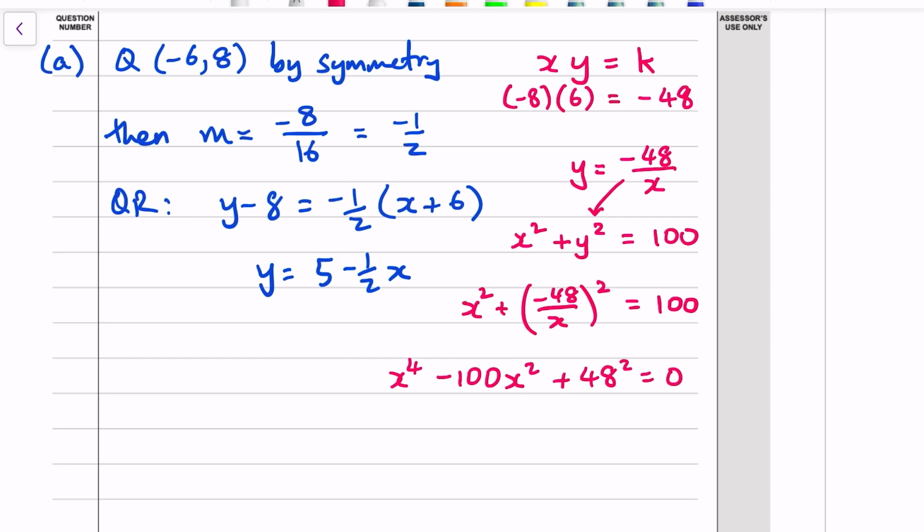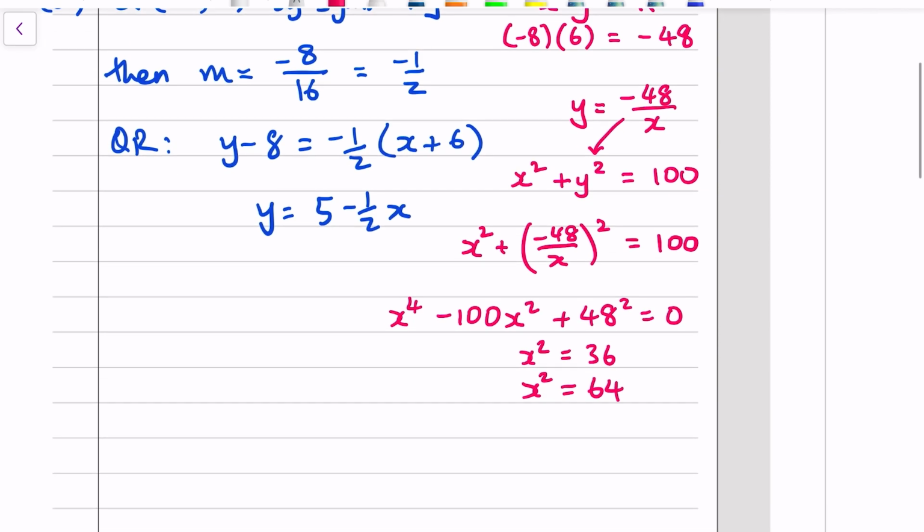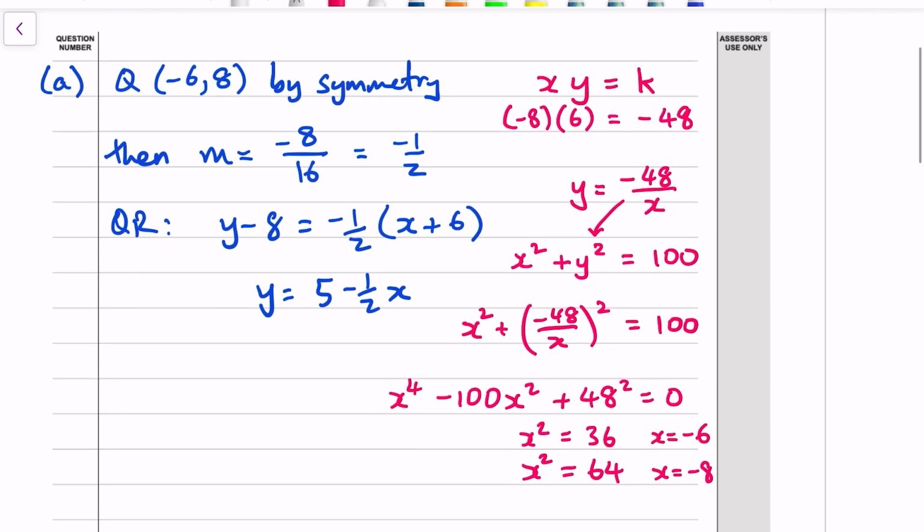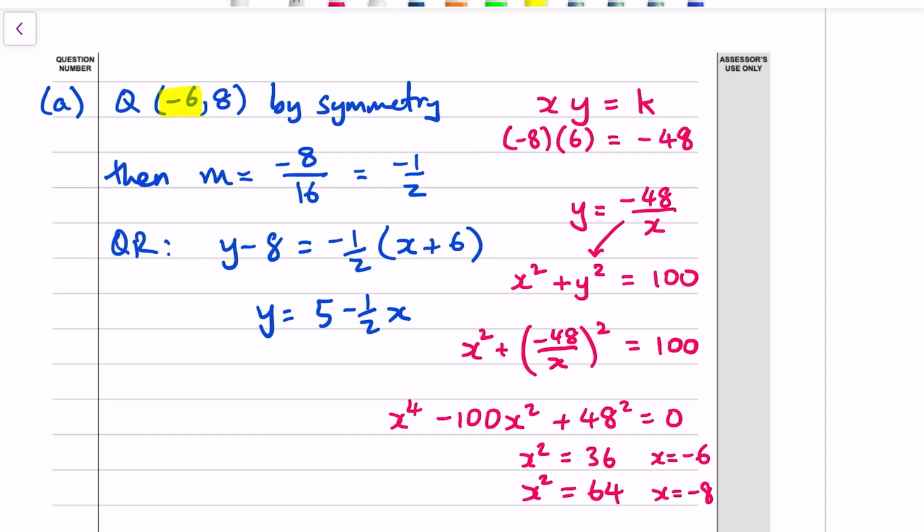You can solve that by completing the square, or you could solve it using the quadratic formula, and you come out with x squared is equal to 36, or x squared is equal to 64. They're your two possibilities. Now we know that x is a negative number, so x equals negative 6 from the first one, and x is equal to negative 8 is the other one. Now we already got told that x was negative 8 for the point P, which means that the Q value we want is negative 6. And then find the y value by subbing back in to the hyperbola equation.